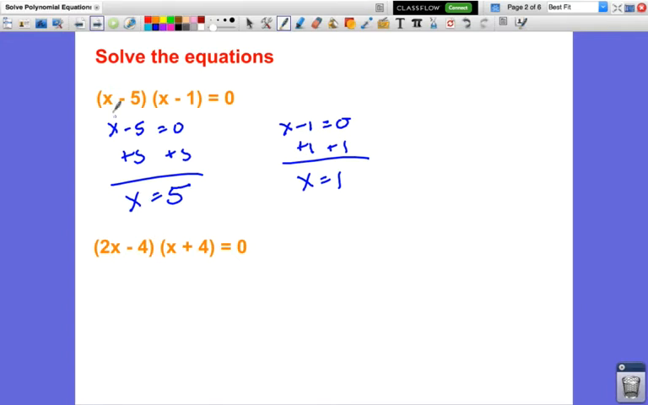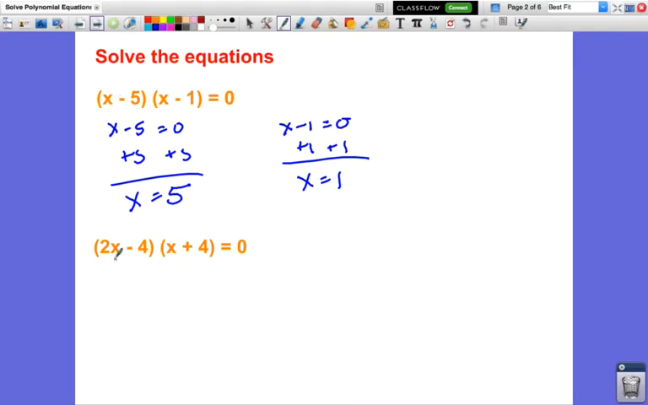If we think about it, if I plug in 5 here, that would equal 0, so 0 times whatever is in here is going to be 0. If I plug in 1, I have 1 minus 5, which is negative 4, times 1 minus 1, which is 0. Negative 4 times 0 equals 0.